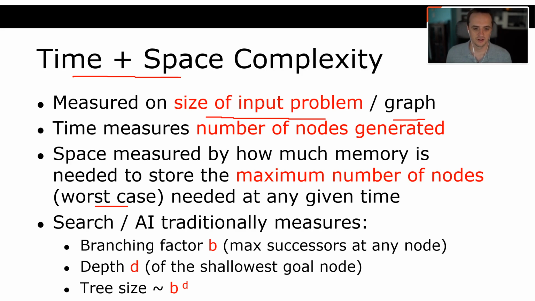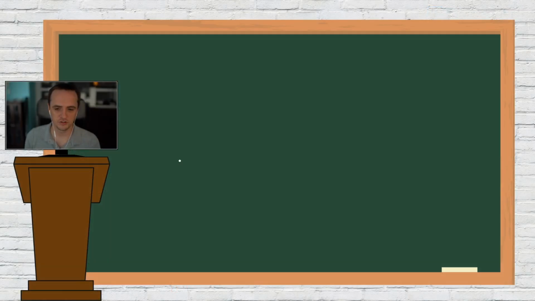All right, good. So the branching factor B, that's the maximum number of successors at any given node. The depth D of the shallowest goal node. Therefore, the tree size is going to be B to the power of D, okay? So just to look at that, I want to make sure this is clear for everyone, what these things mean. Let me go over to the blackboard.